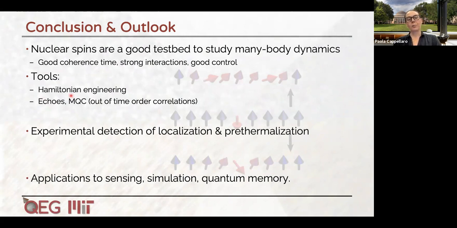Tools that we have been developing are tools in Hamiltonian engineering, also optimizing it using reinforcement learning, using our own intuition, and so on and so forth. And a lot of metrics that we can look at, including out-of-time-order correlation, ACOs, and so on. So what we did was to explore various interesting questions related to localization and prethermalization. And this could hopefully be applied to simulation, to achieve quantum memory if you do dynamical decoupling, and also potentially to sensing, either by doing decoupling or by creating interesting Hamiltonians.